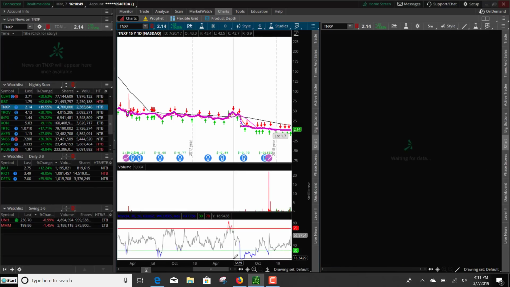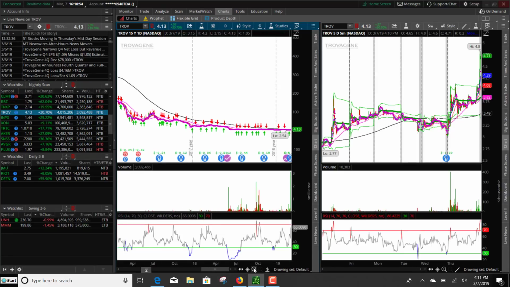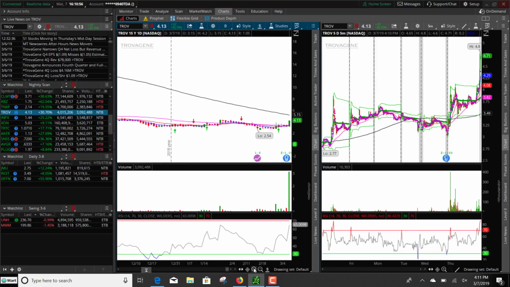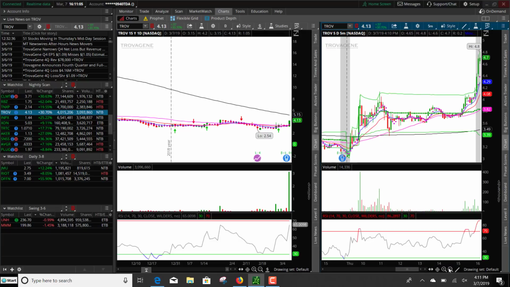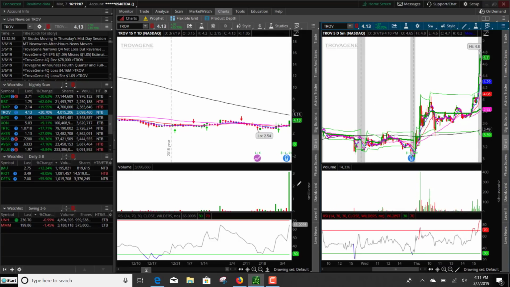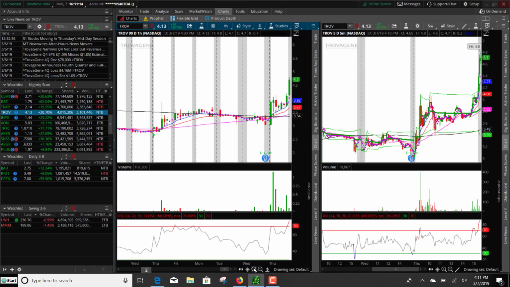Okay, TNXP. Nope. Can't even see the candlesticks on that one. TROV. Okay, so this one, potentially. I don't like that it's just popping up after hours, though. I'm not a fan of that, because then it's going to want to reverse. And is it going to do it pre-market? Is it going to do it when the market opens?